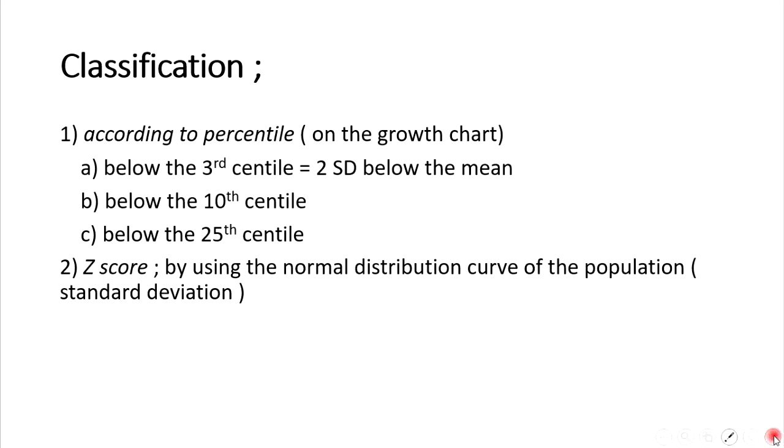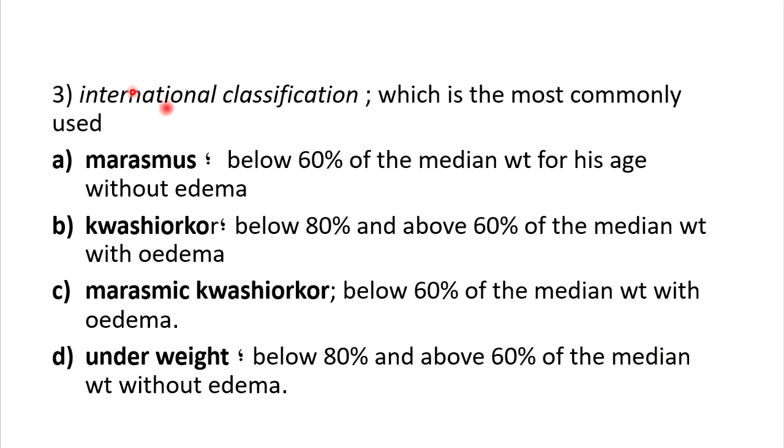Now we come to the other type of classification. It is the international classification, which is the most commonly used. In this classification, we divide malnutrition to 4 types. A, marasmus, when the body weight of the patient is below 60% of the median weight for his age and sex without edema. يعني عندما نقيس وزن الطفل نلقاه below 60% of the median.